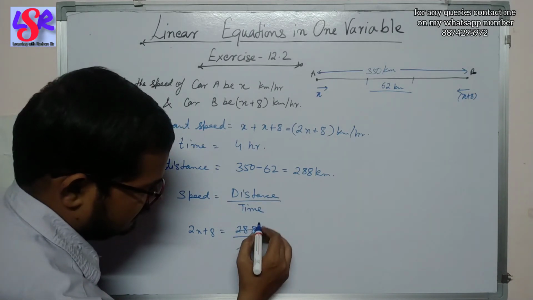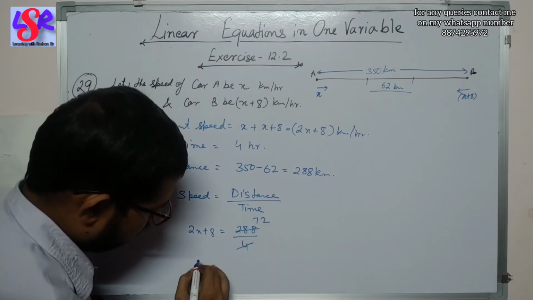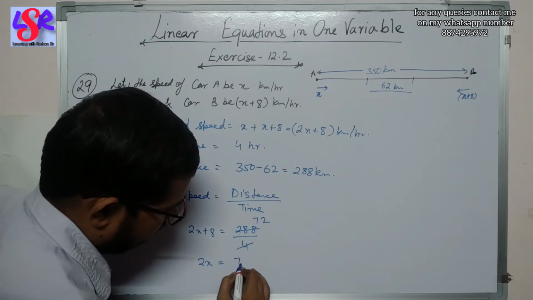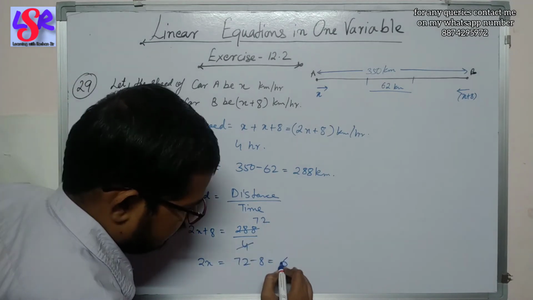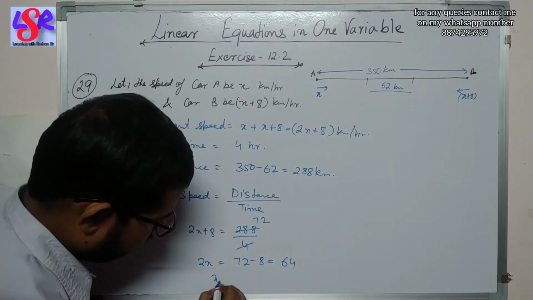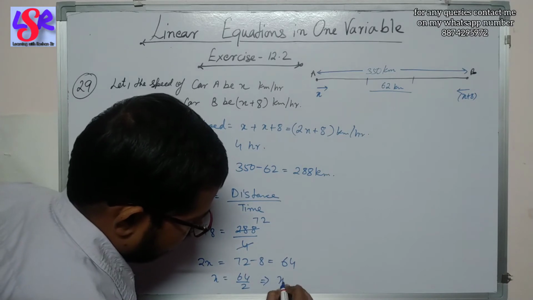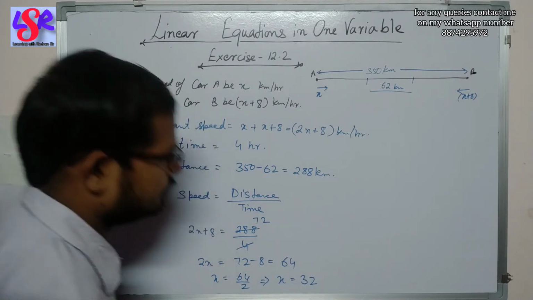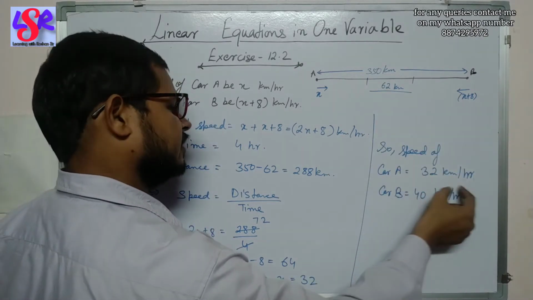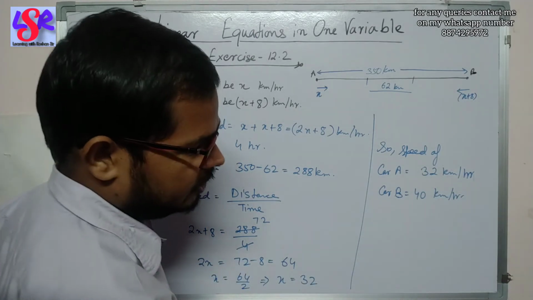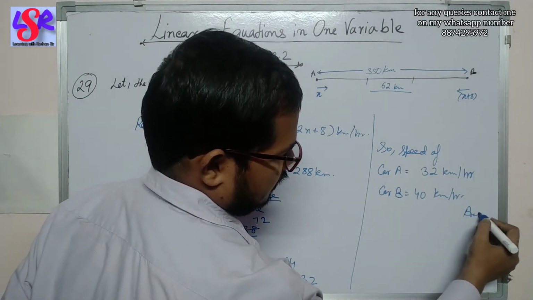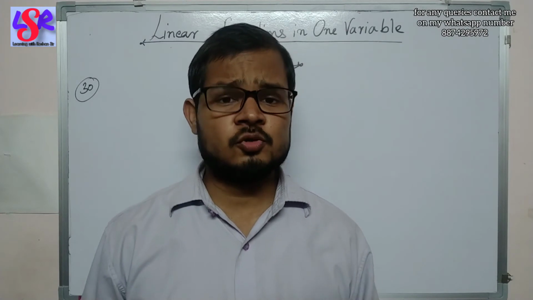Now cancel it out. This will be 72. So 2x equals 72 minus 8, that is 64, and x equals 64 upon 2. This will be x equals 32. So the speed of car A will be 32 km per hour and car B will be 40 km per hour as the answer. Now let's move to question number 30.